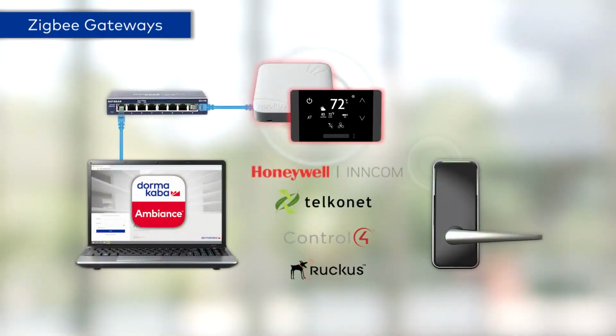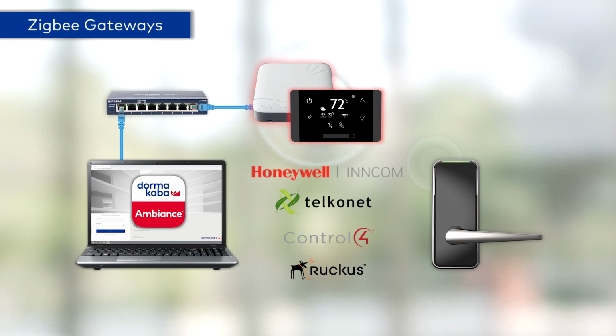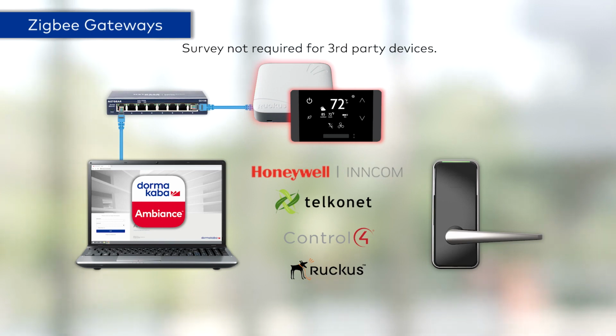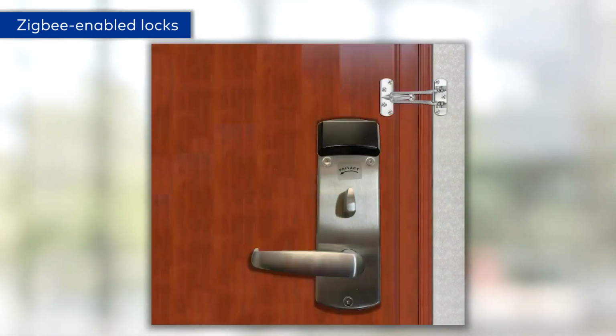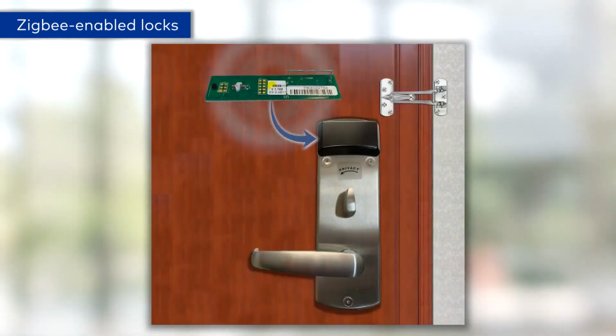Properties can also opt to use approved third-party devices as the Zigbee communication backbone, such as in-room thermostats or other wireless IoT devices. A site survey will not be required if using third-party devices. Lastly, the locks themselves must be equipped with a Zigbee antenna in order for online wireless communication to occur.